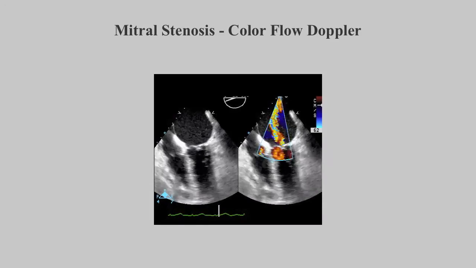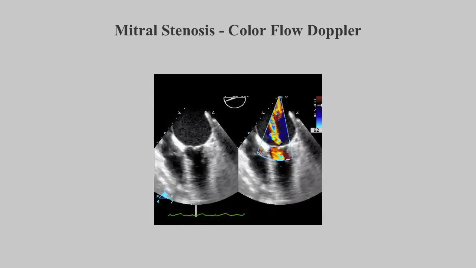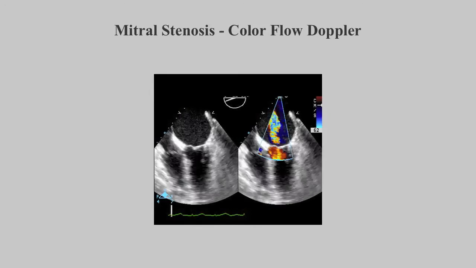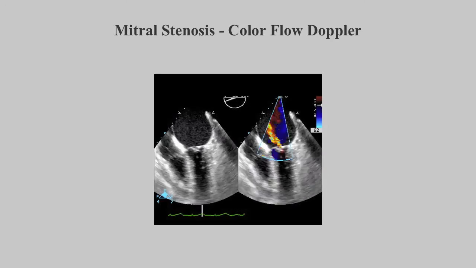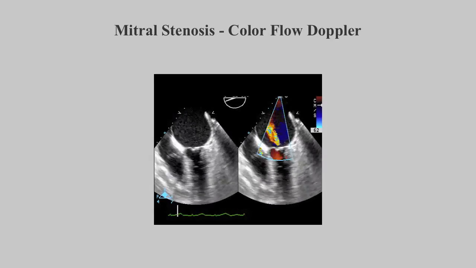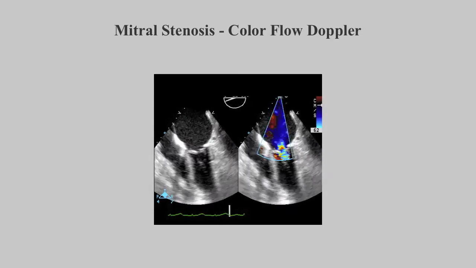This slide illustrates again the two-dimensional and color flow evaluation of the stenotic mitral valve. Again, there are poorly mobile leaflets on the left. The color flow exam shows mixed regurgitation and stenosis on the right.